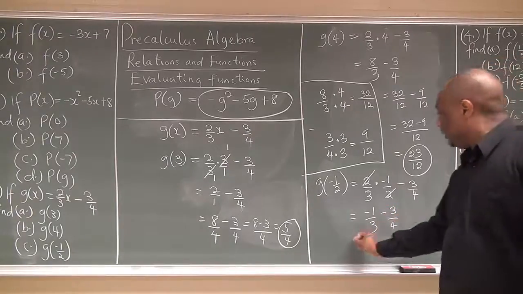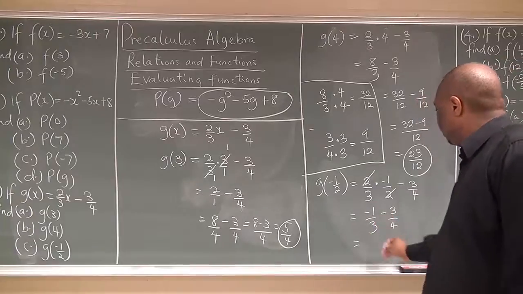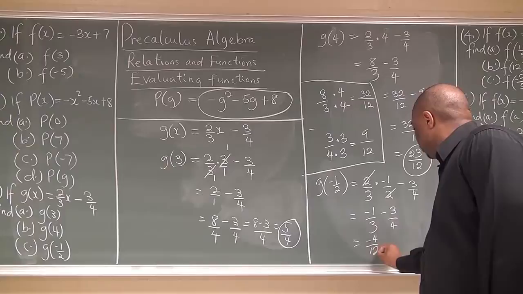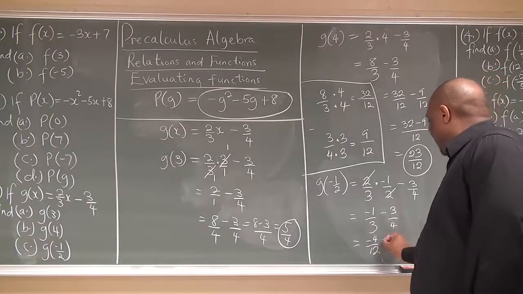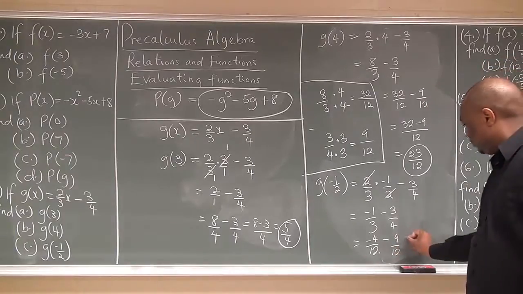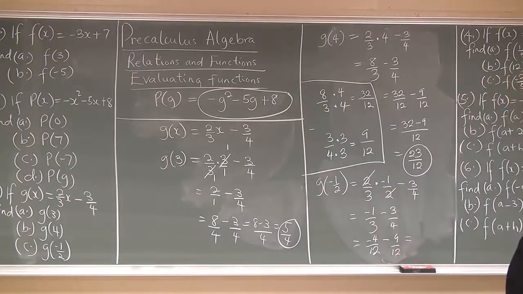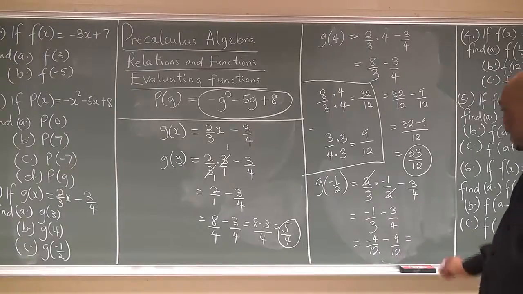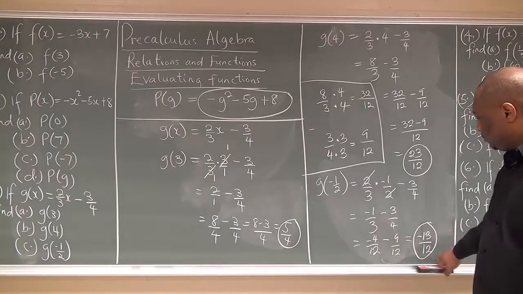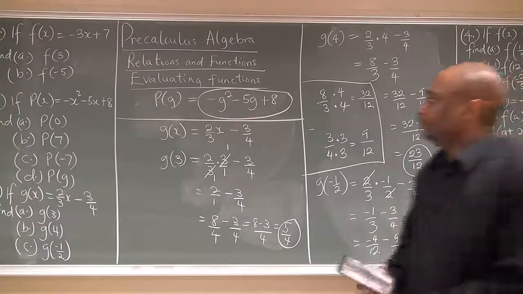Okay, LCD is 12. This will now be what? Negative 4/12, right? Minus 9/12, right? So you owe 4, you owe 9. This will be negative 13/12. Okay? That is it.